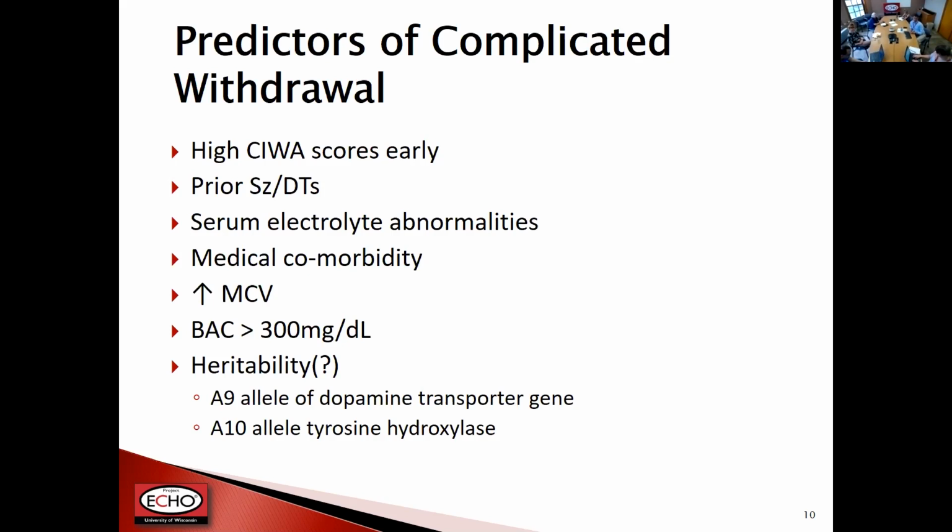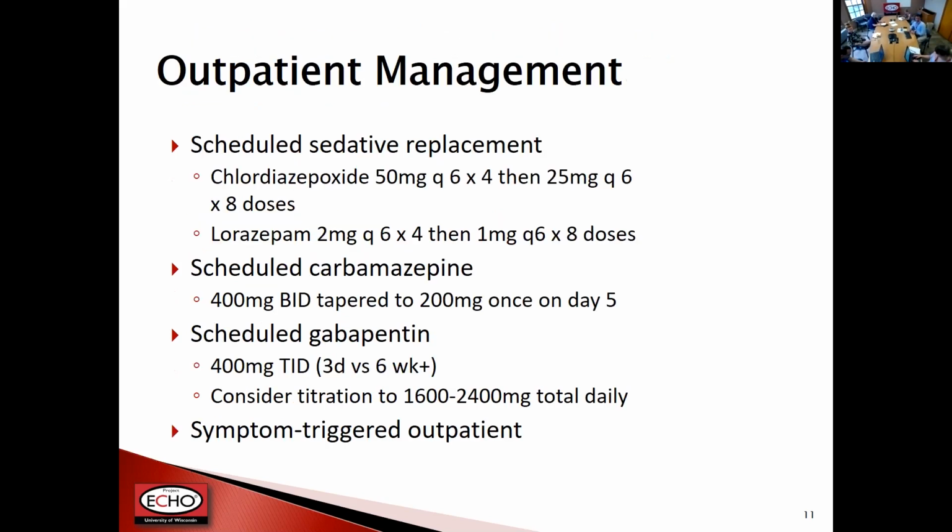There's likely also a component of heritability or genetics that confers some risk around the sort of withdrawal and severity that an individual might have. Certainly an area of research now, but not something that's typically getting used in clinical practice to assess risk along those lines. So when managing outpatient, there are a variety of potential approaches. Scheduled benzodiazepines are commonly used, and I've put up just a couple of examples of what that might look like.